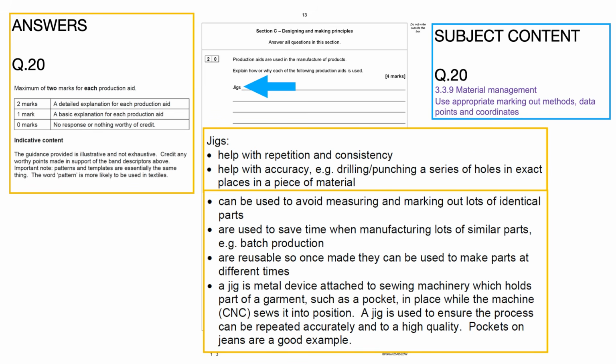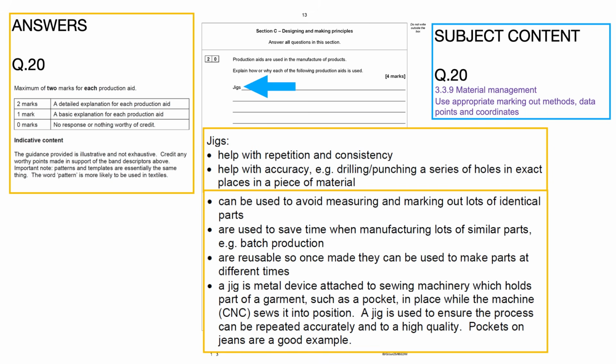Question 20 marks the beginning of section C, designing and making principles. Production aids are used in the manufacture of products. Explain how or why each of the following production aids is used. For 4 marks, jigs. Now jigs help with repetition and consistency. You may have used those when undertaking your NEA. They help with accuracy, for example, drilling, punching a series of holes in exact places in a piece of material.